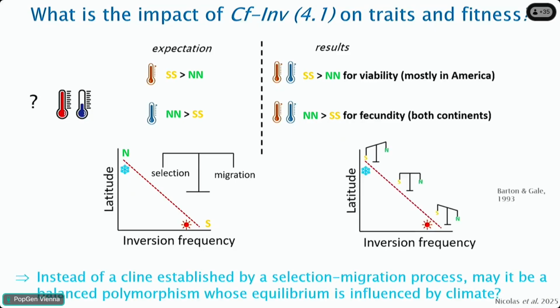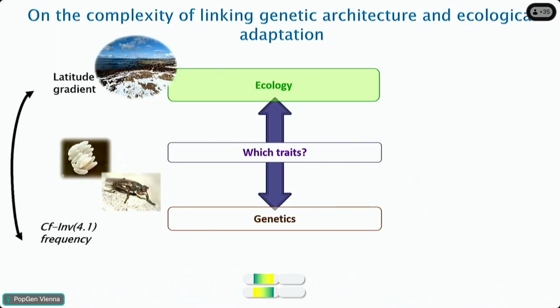But we also think that with this effect on viability and fecundity, we could have some balancing effect. There is this theoretical prediction that you could also have clines with balancing selection. It's just that one allele is slightly favored and the other one less so, but somehow both alleles could be present. We tend to think that it's more likely that we are in this context. So to summarize, we aim to make this link between ecology, traits, and genetics.